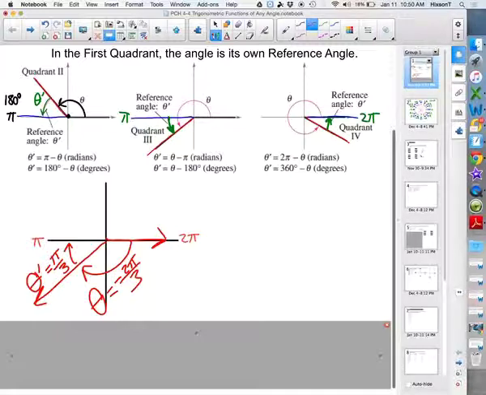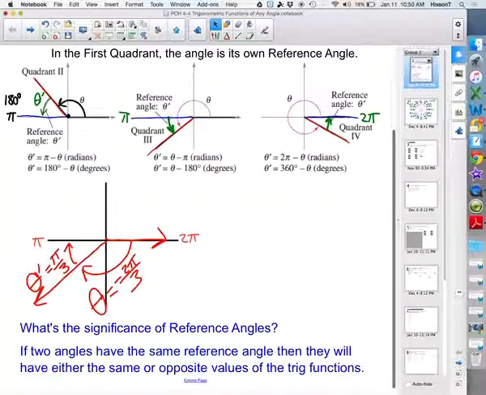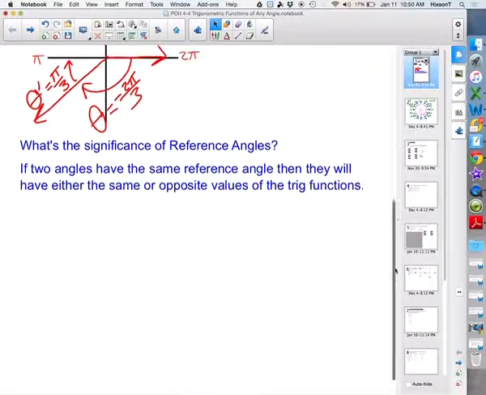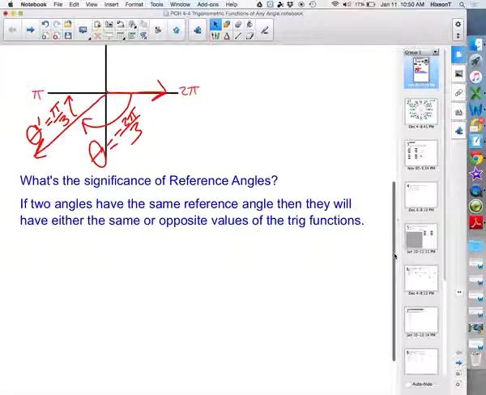Now, the significance here, we actually looked at a little bit when we were developing the unit circle. What's the significance of the reference angles? And here it is. If two angles have the same reference angle, then they will have either the same or opposite values of the trig functions.